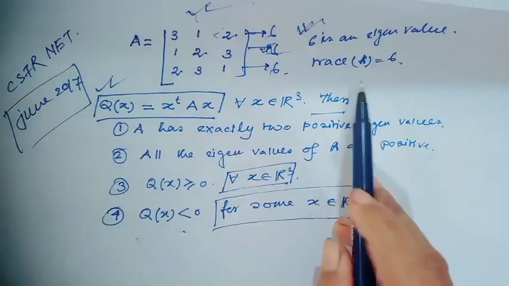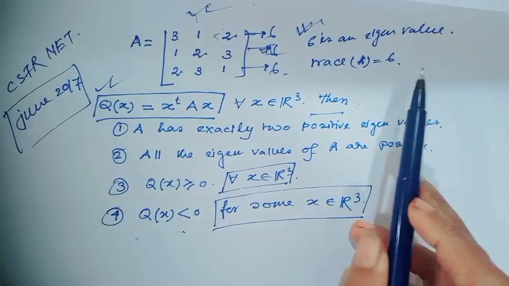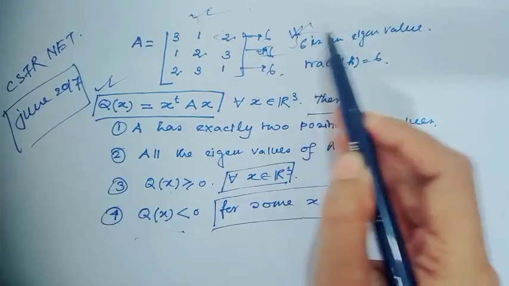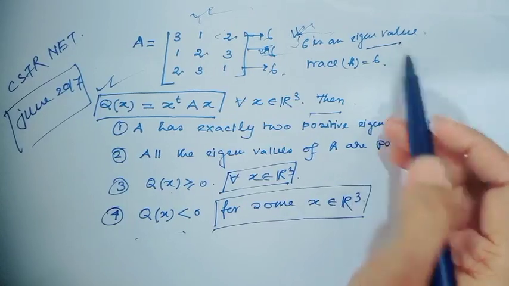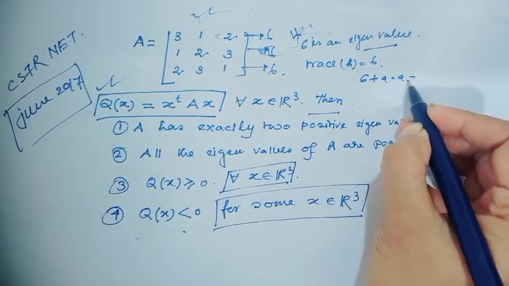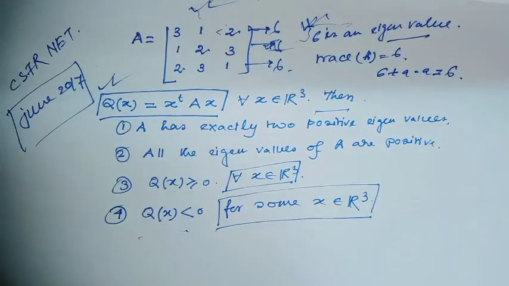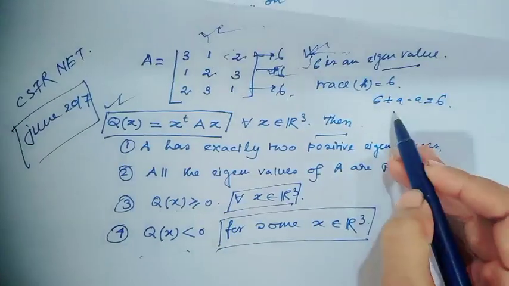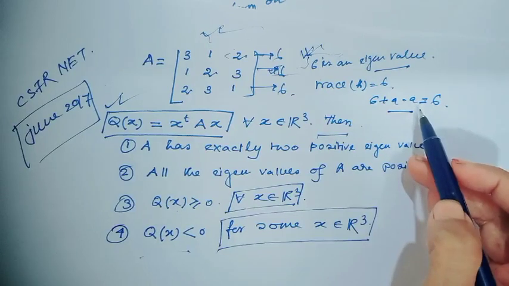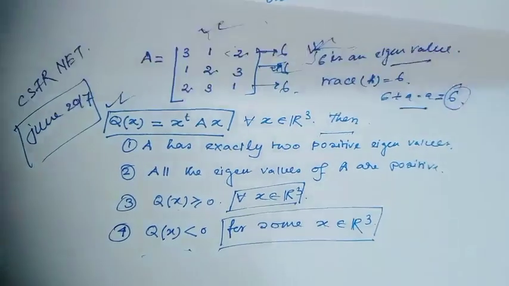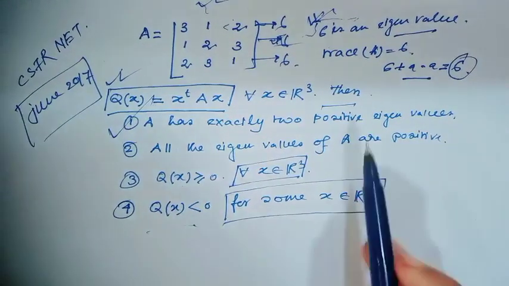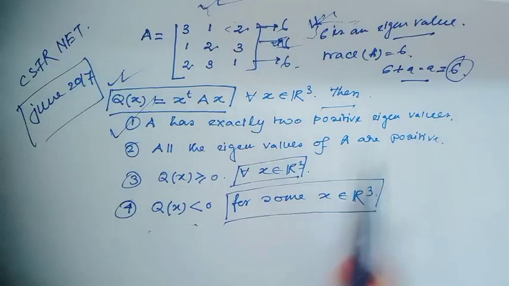That means, since trace means the sum of the eigenvalues, and I have got 6 as an eigenvalue, the other eigenvalues would be of the type a and minus a, and this sum would be 6. So the eigenvalues would be such that if one is a, then another eigenvalue would be minus a. Then this would be 6. That means option 1 is the right option. A has exactly 2 positive eigenvalues.